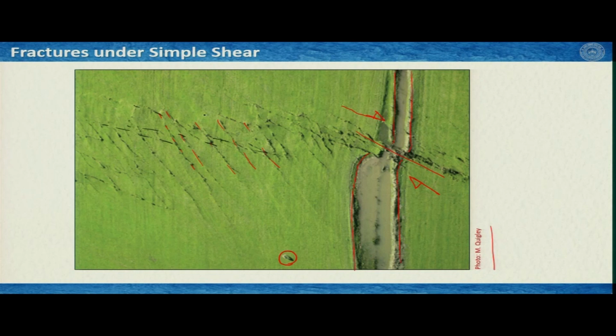Now, based on this, if I ask you to look at this image and figure out what was the bulk shear direction, it is not something I would like to ask you at this stage, but you try to figure it out and send me an email, or email the TAs, or post it in the discussion forum: what is the bulk sense of shear in this structure? Looking at these shear fractures, what can you figure out about the sense of shear in this area?